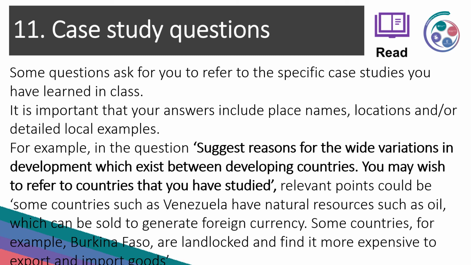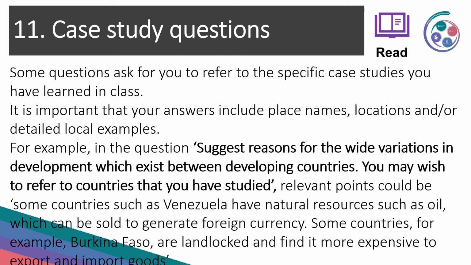So our last type of question is a case study question. Some questions ask you to refer to specific case studies you've learnt in class. It's important that your answers include place names, locations and or detailed examples. So for example, in the question suggest reasons for the wide variations in development which exist between developing countries, it suggests you may wish to refer to the countries you've studied. Clearly in here we're looking for you to do that.